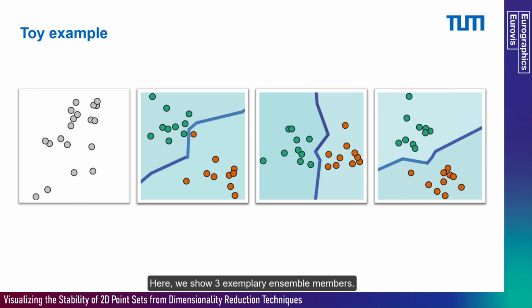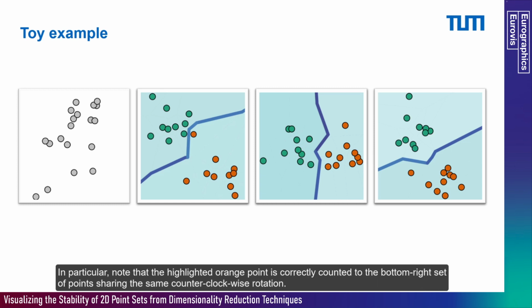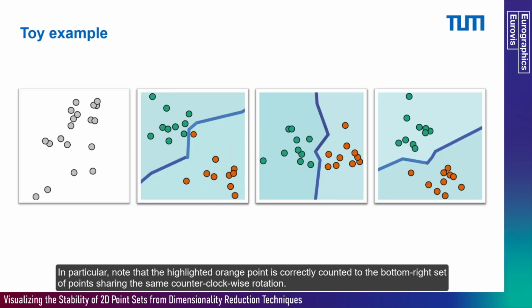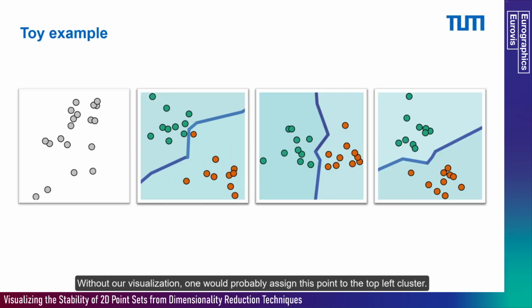Here we show 3 exemplary ensemble members. By running our analysis, we identify the groups of points that are rotated differently. In particular, note that the highlighted orange point is correctly counted to the bottom right set of points sharing the same counterclockwise rotation. Without our visualization, one would probably assign this point to the top left cluster.